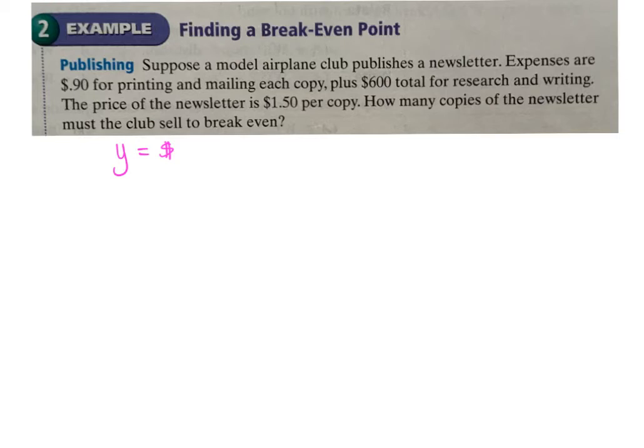So the first thing they talk about is expenses. So we're going to look at expenses. Expenses are 90 cents per copy plus $600. What do we not know? We know $600, 90 cents per copy. What do we not know? How many copies? So how many copies is actually going to be our X here? So our X is going to be the number of copies. That's what we don't know.